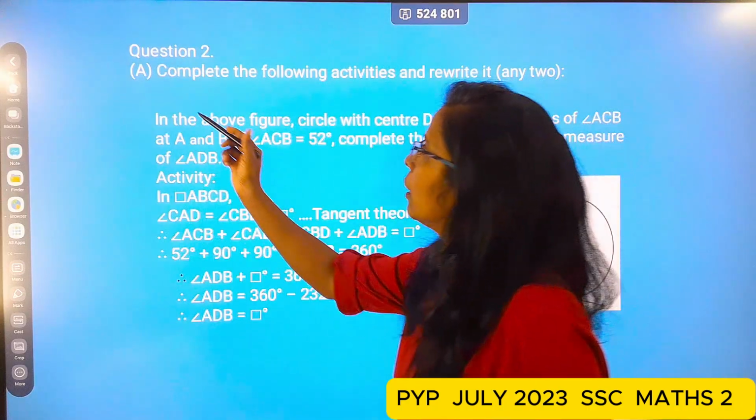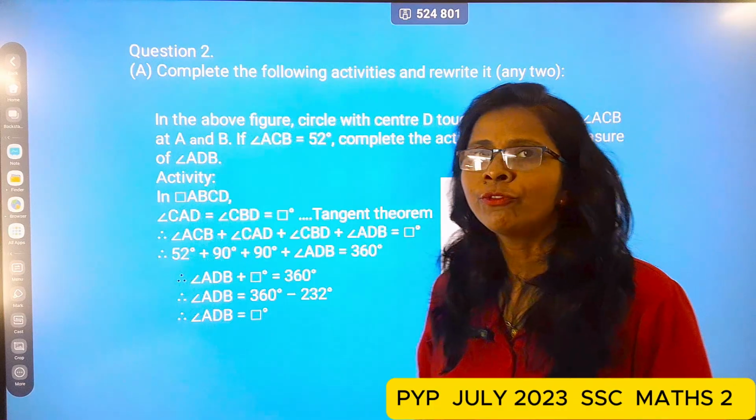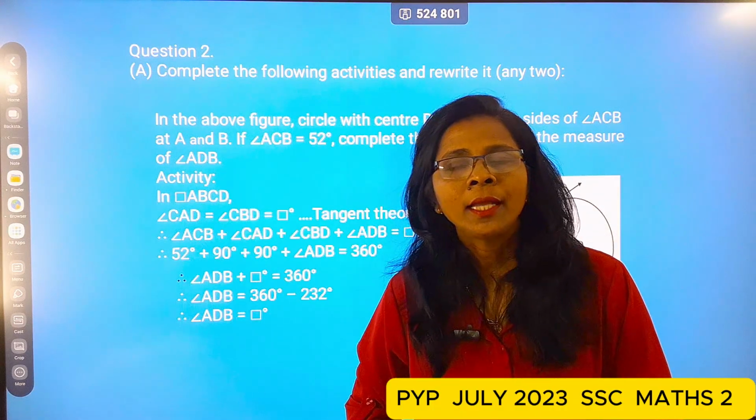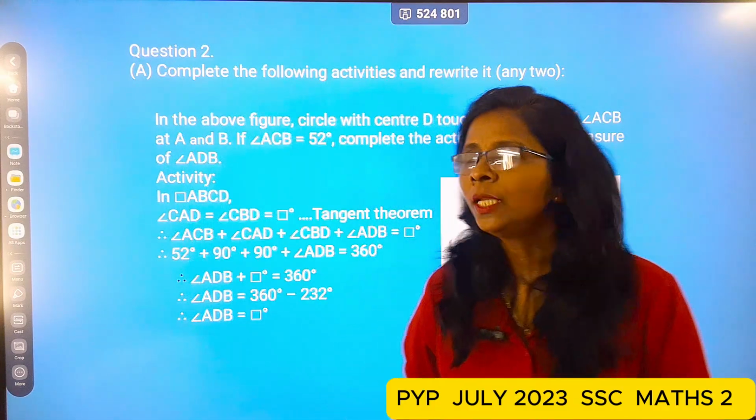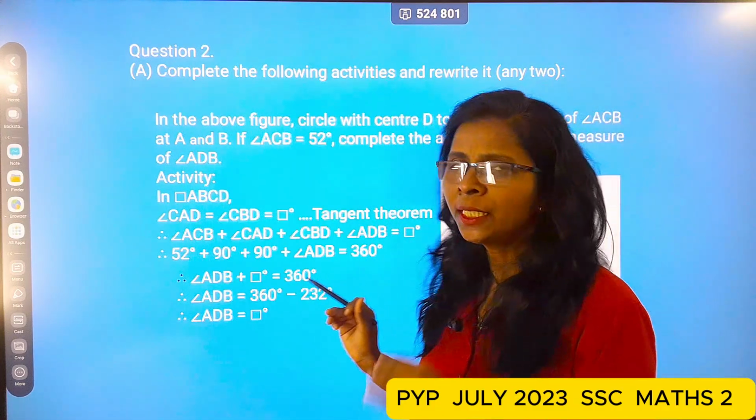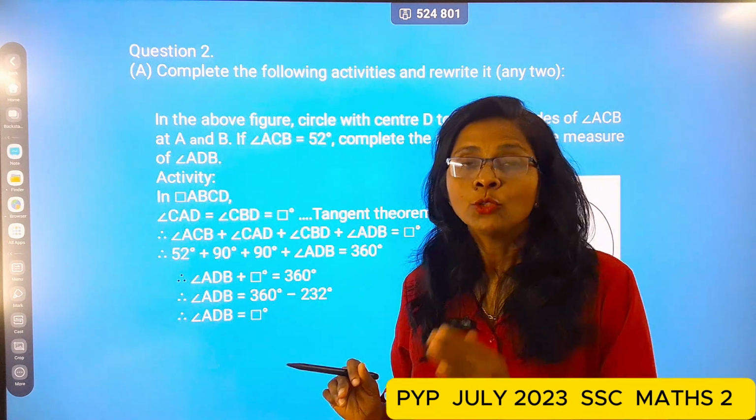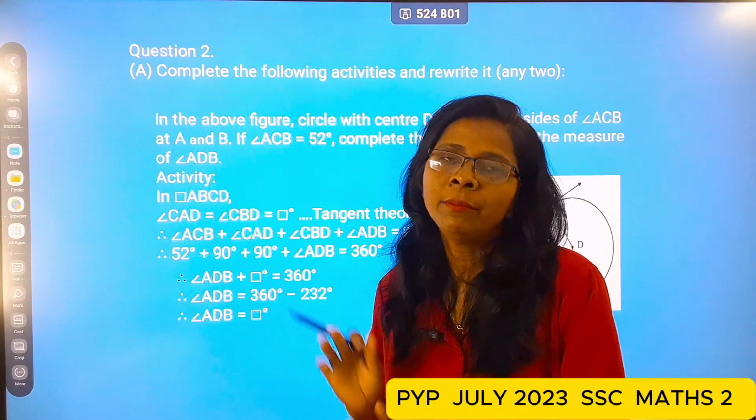Question 2: students, complete the following activities and rewrite them. These are 2-mark questions. There are 3 questions, and out of the 3 we have to solve only 2. It is an optional question and it is activity based. Question 2A is an activity based question, so you can get the full marks here.